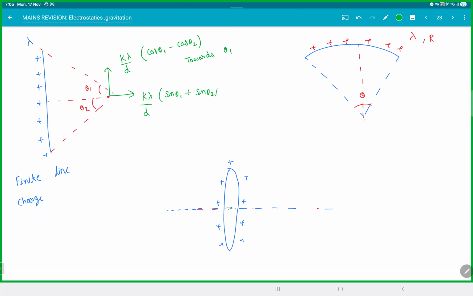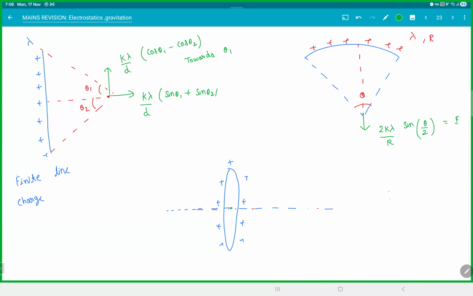What is the formula for an arc? 2k lambda by r sine theta by 2. Direct question: they gave a semicircle and asked to find the field at the center. So put theta equal to pi. You will get 2k lambda by r.